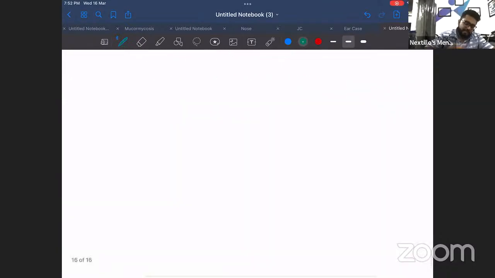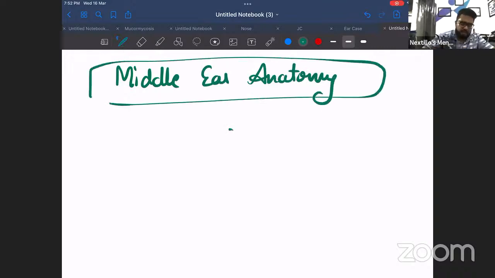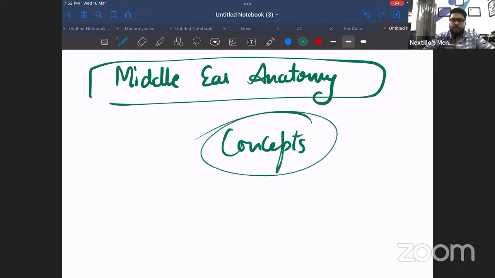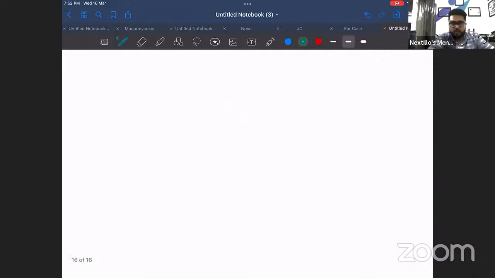And next session, whenever we take the next live lesson, we'll do the middle ear anatomy. And trust me, that anatomy session will be good, because middle ear anatomy is where we need our concepts. Unless we have a concept of the middle ear, we'll never be able to understand it or solve the questions related to the middle ear.